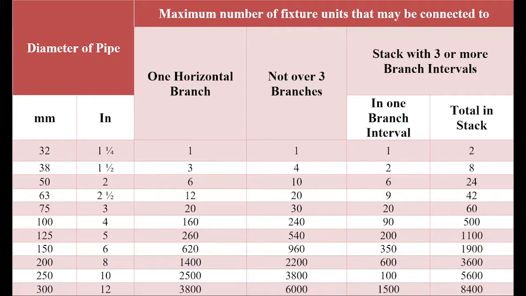The National Plumbing Code also gives a measurement in determining the diameter of a pipe. Here, we can see the diameter of the pipe in metric and English system. The maximum number of fixture units that may be connected in one horizontal branch, not over 3 branches or a stack with 3 more branches intervals, and in 1 branch interval or total in stack. For us to understand how it works, let's do some illustration.